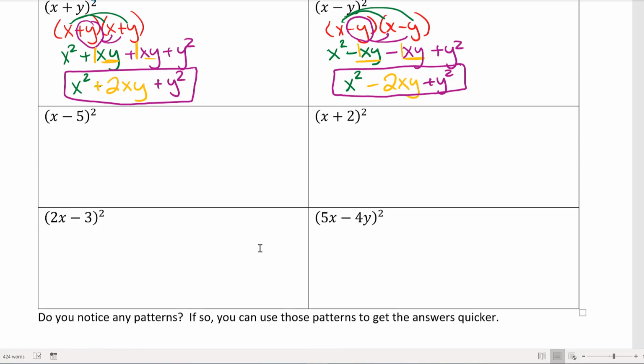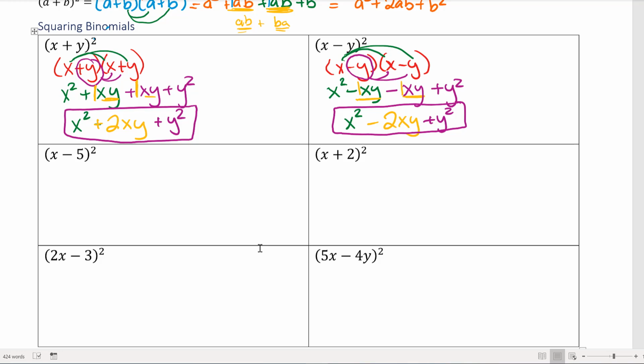On our next problem, we have (x − 5) quantity squared. So I'm going to write that out: x − 5 times itself, x − 5. And then double distribute. x times x is x squared. x times −5 is −5x.